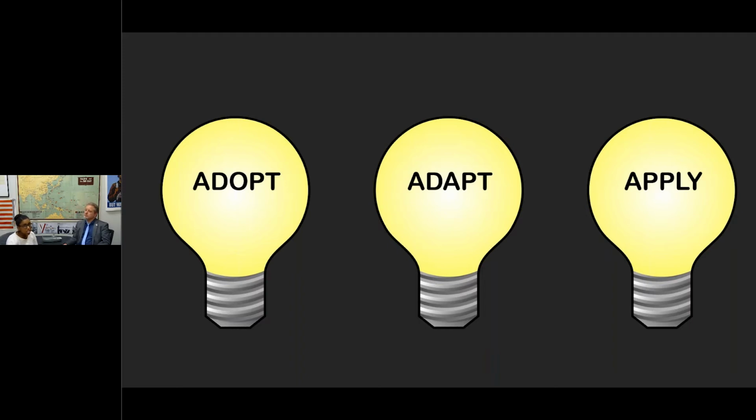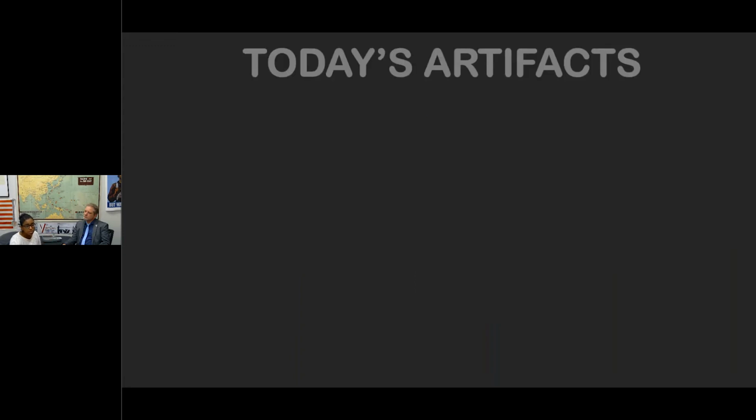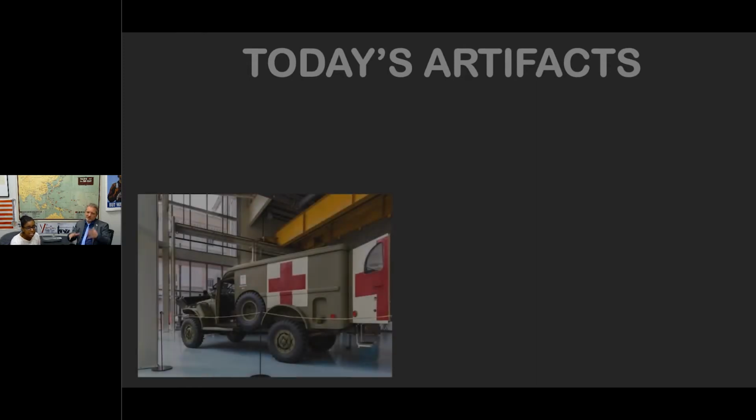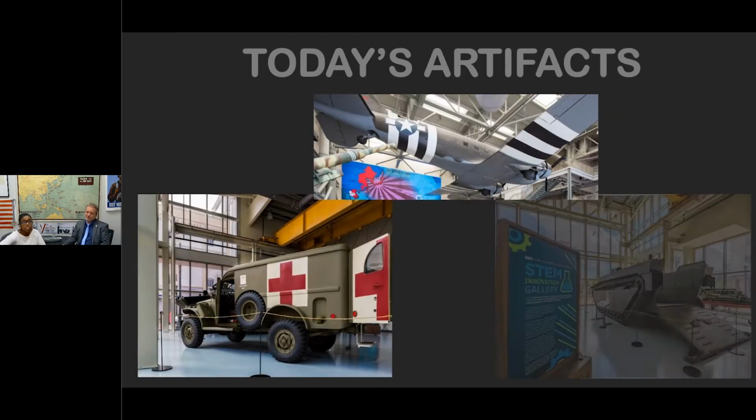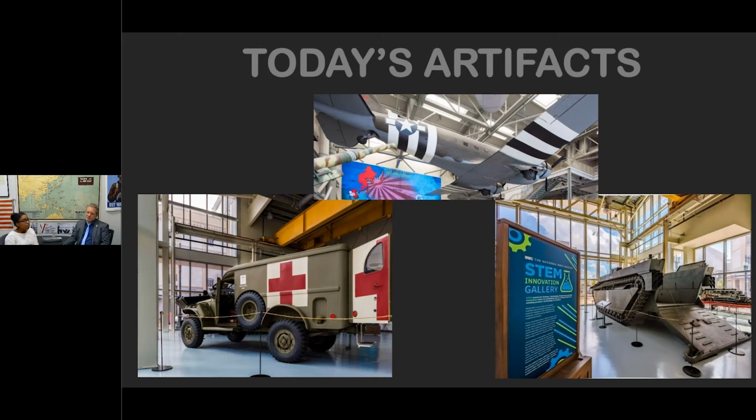Thank you. All right, so we just talked about the 3 A's: adopt, adapt, and apply. What we are going to do with those 3 A's is take a trip into some of the exhibits here at the museum, and look at some of our macro artifacts. Macro artifacts are big artifacts, those huge things, okay?